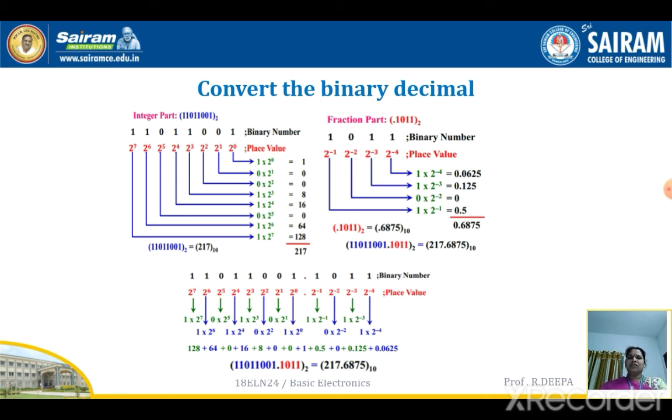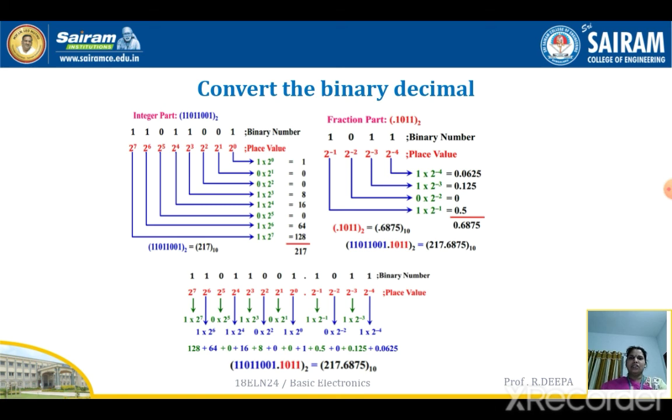Then you need to multiply with the given binary digit, and then finally you have to add to get the equivalent decimal number. And for the fractional part, you need to start from the right hand side. The weightage is 2 power of minus 1, then 2 power of minus 2, 2 power of minus 3, 2 power of minus 4. Then multiply the weightage with the corresponding binary fraction digit and then add it. So I am getting 0.6875, and together you can write it as 217.6875 with the base 10.